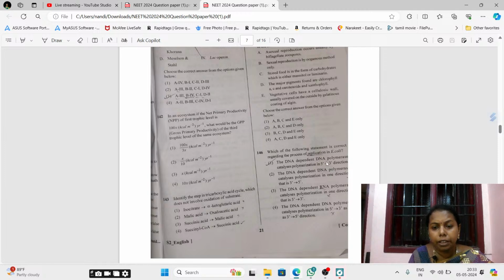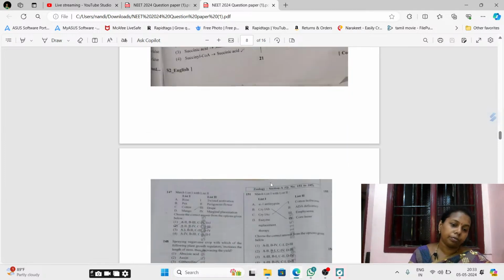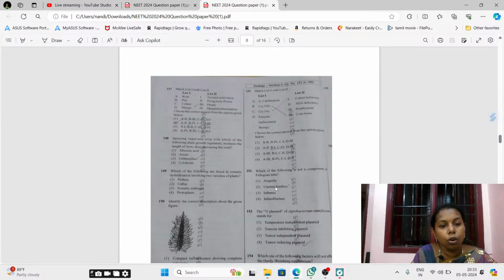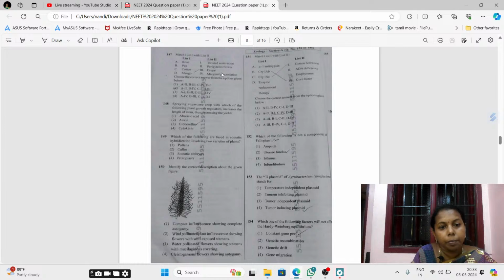The DNA dependent DNA polymerase, because replication is in the 5 to 3 direction. Now 147 we are supposed to match. Rose, it is perigynous flower. Pisum sativum, marginal placentation. Cotton showing twisted aestivation. Mango is drupe. So which is in the option 1. So A is 2 and B is 4, which is in the option 2.